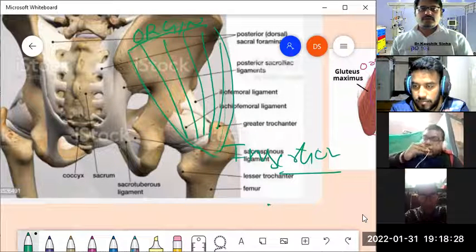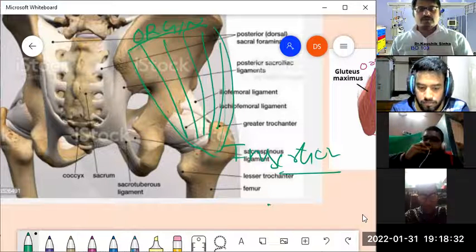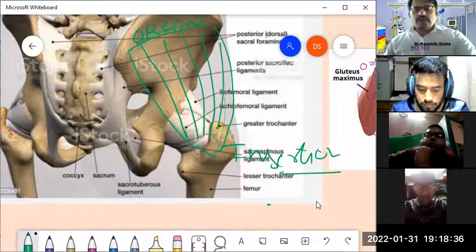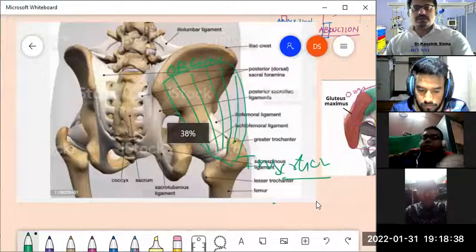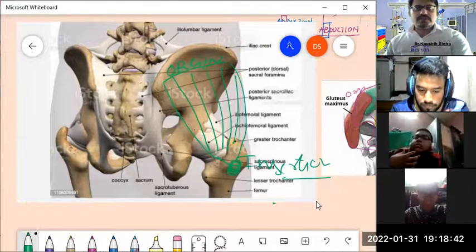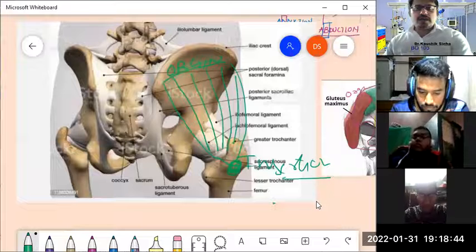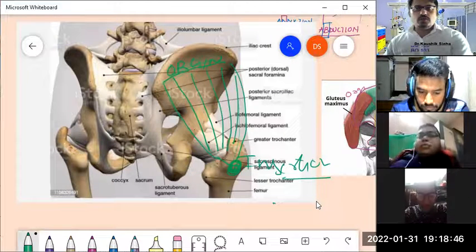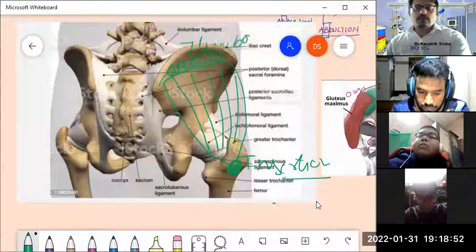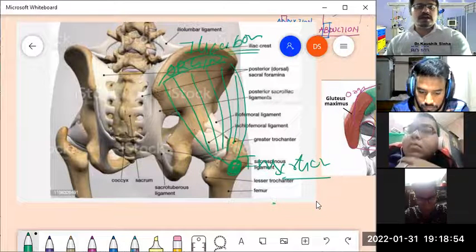Sir, origin is the muscle attachment which is static in a movement, and the insertion moves towards the origin. Correct. So if that be the case, that means this part where all the fibers are inserted, on contraction would move towards this iliac bone. This is the ilium, that is the part of the pelvic bone.